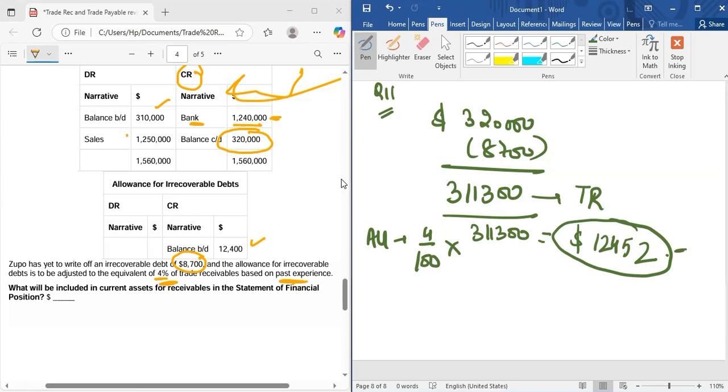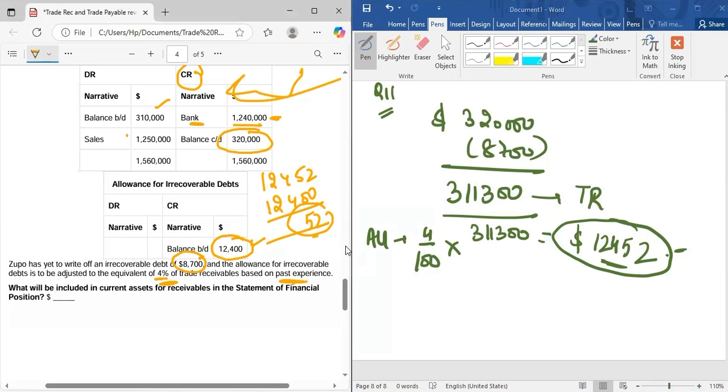But initially we had an allowance of $12,400. Okay, so now our allowance is 12,452. But initially it was 12,400. So we will just see by how much the allowance has increased. So this has increased by $52. Okay, so now we will just take this difference in our calculation. Okay, please do not take this entire amount of closing allowance. We will just take the movement of 52.